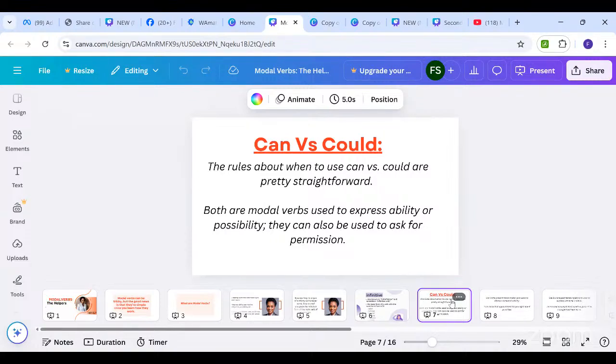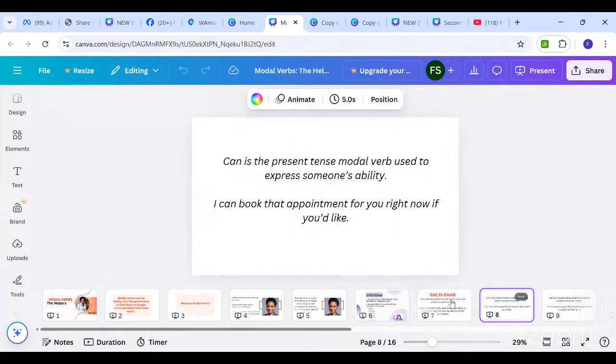Can is the base form of the verb, while its past simple is could. But then how do we use them? Can most times is used to talk about someone's ability, what you can do. I can jump high in the sky. I can speak better. I can book that appointment for you right now if you'd like. Your ability, what you can do.